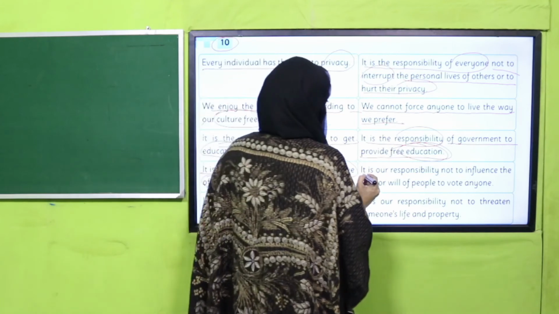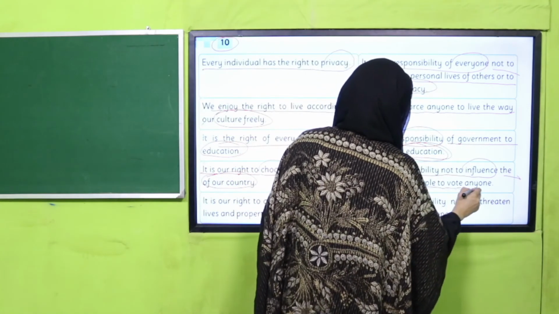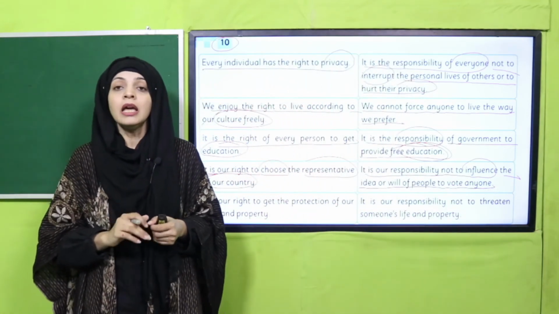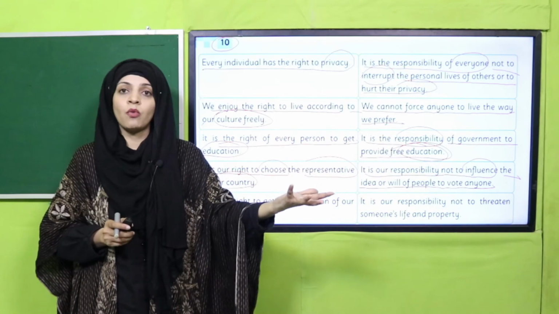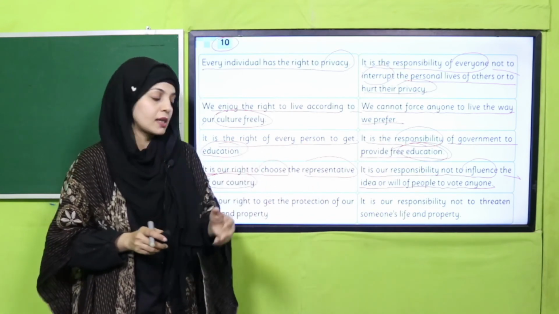It is our responsibility not to influence the idea or will of people to vote anyone. अब हमें दूसरों को फोर्स नहीं करना चाहिए कि वो हमारी मर्जी से किसी को वोट कास्ट करें. उनकी मर्जी है कि वो जिसको चाहे वोट कास्ट करें.